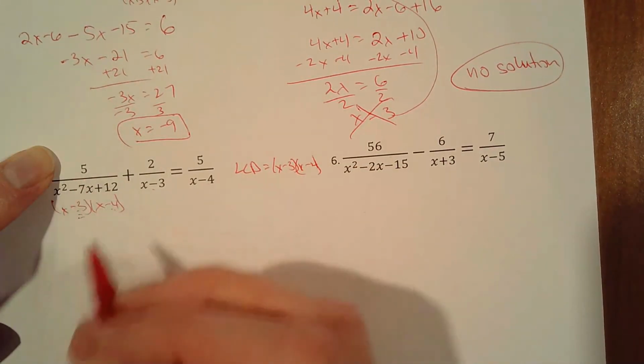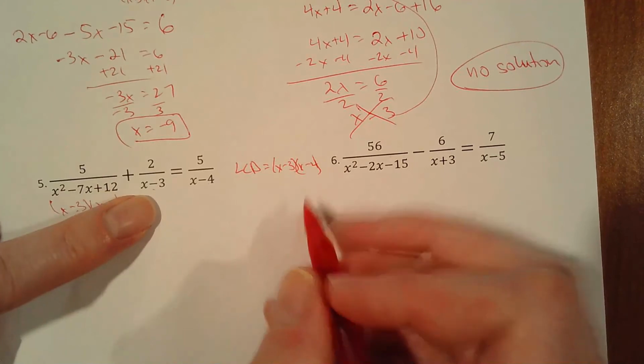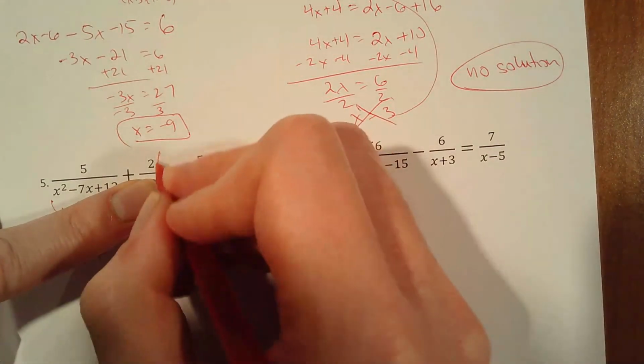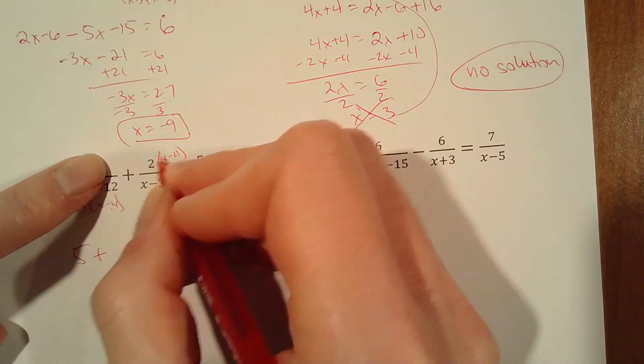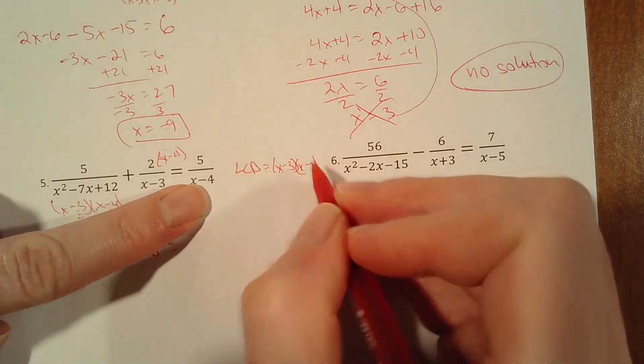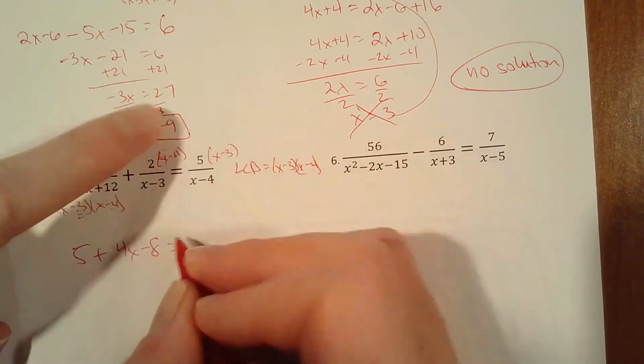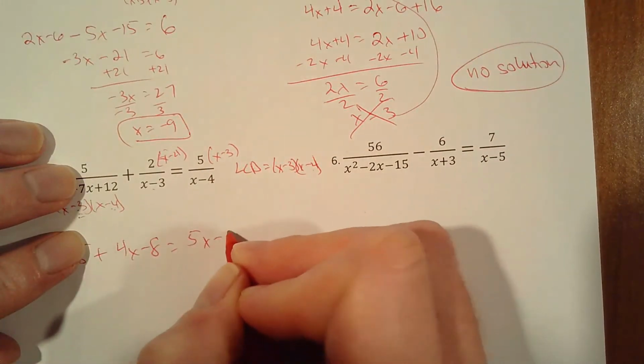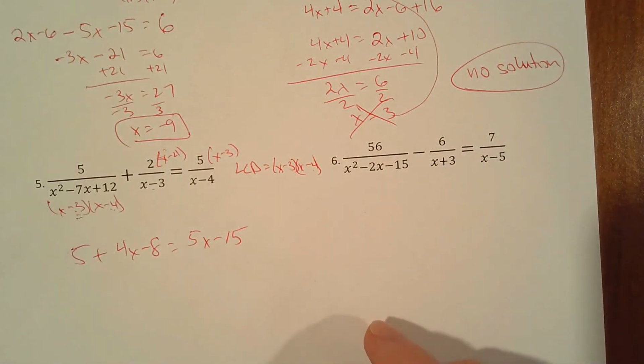That's my least common denominator. First one, nothing's missing, so that's just going to be a 5. The next one, I'm missing an x minus 3, so I'm going to multiply by x minus 4, so it'll be 4x minus 8. On the other side, I have the x minus 4, I'm missing an x minus 3, so that would be a 5x minus 15 when I multiply that out.